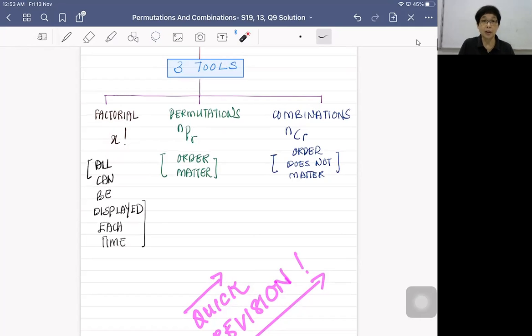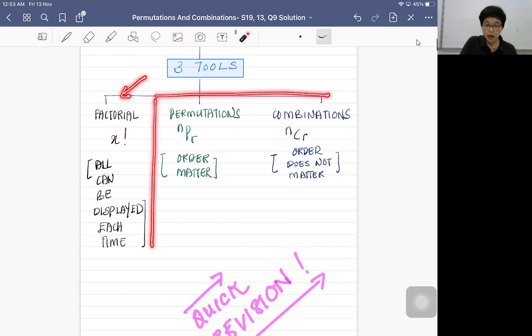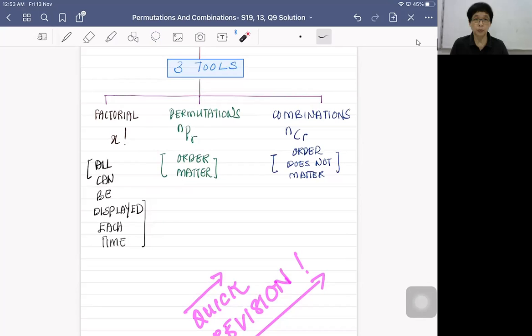and the calculator key looks something like that, x with an exclamation mark. Then permutation, where the calculator key looks like nPr, and combination, with the calculator key nCr. Out of these three, how can we organize them for easy learning? Well, I would recommend we break them into two categories: factorial in one category, and permutation and combination in one group.